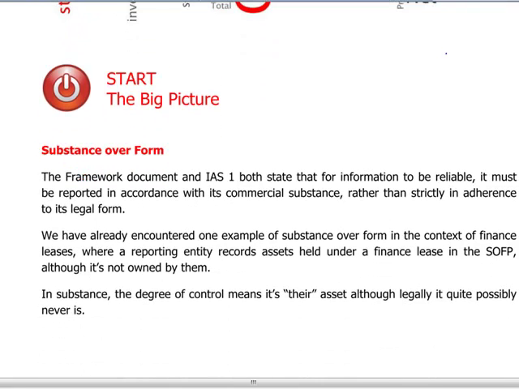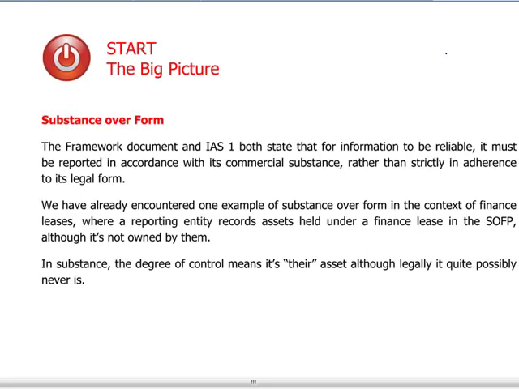So, substance over form. Both the conceptual framework and IAS 1 state that the information we include in the financial statements should be reliable and relevant to the users of the financial statements. By that we mean that it should reflect the commercial substance of the transaction, not the legal form of the transaction. That's why, as we have mentioned before, the assets held under a finance lease will be reflected as our non-current assets, although we don't own them.